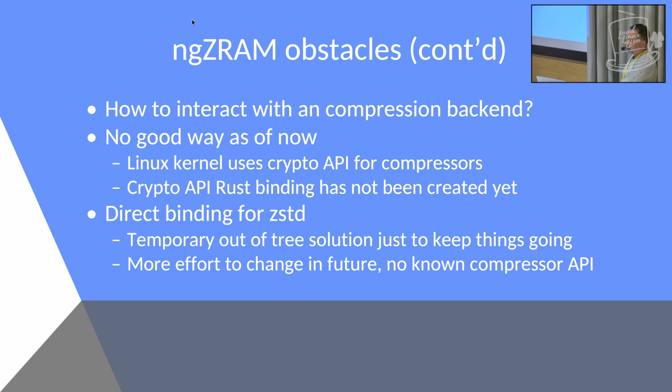So what's been done is the direct out-of-tree non-mergeable binding for ZSTD, because ZSTD is the most popular compressor right now, both for ZRAM and ZSwap. So we just did a direct binding for ZSTD, which is, again, not nice. But then we have something to work with. We have some functional prototype instead of a non-functional prototype. So this is, of course, a temporary solution, as I said, to keep things going.